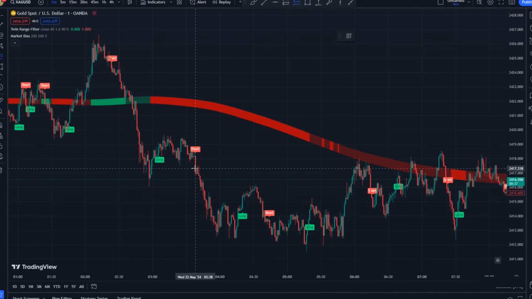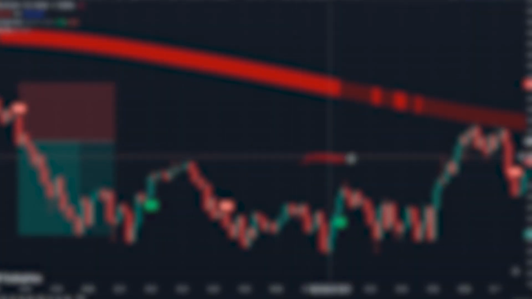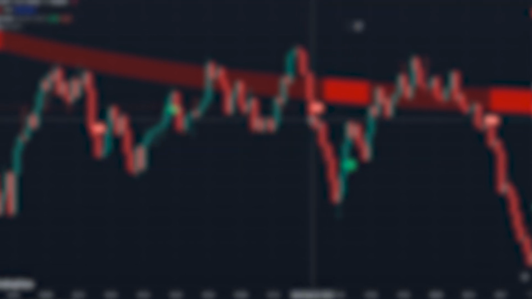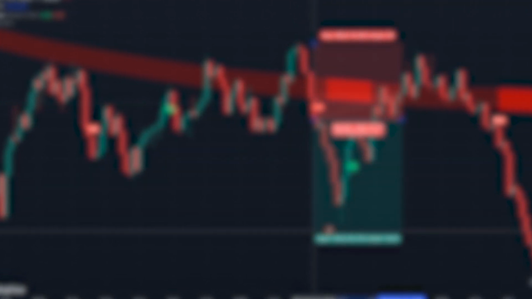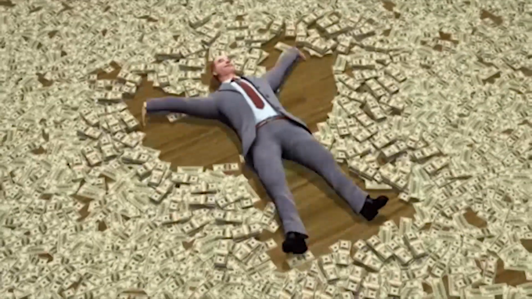As you can see, this strategy is very powerful and provides us with very good and multiple entry points. The only thing we need to do is to increase our own accuracy and follow the rules of money management to achieve very good profits.